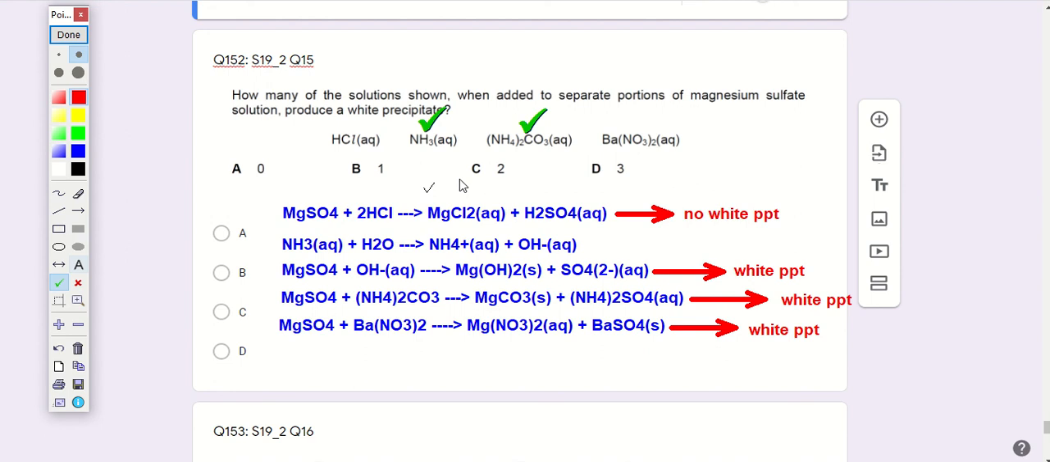So let's put another tick. Out of the 4 solutions shown, 3 of them, when added to magnesium sulfate, will produce a white precipitate. So the answer is D.